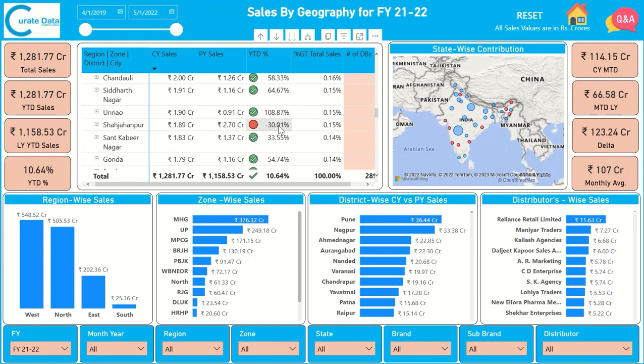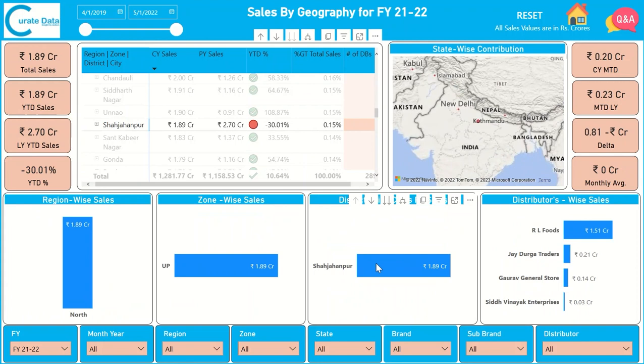Shahjahanpur is degrowing by 30%. So now you can see directly that Shahjahanpur is degrowing by 30%. Last year it did 2.70 CR business. This year it did a business of 1.89 CR. So if you click on Shahjahanpur, you can see these are my four distributors under Shahjahanpur. RL Foods, Jai Durga, Gaurav General Store.